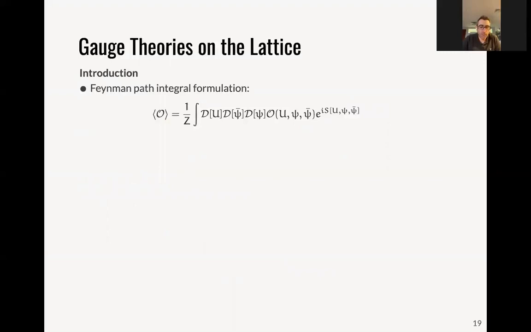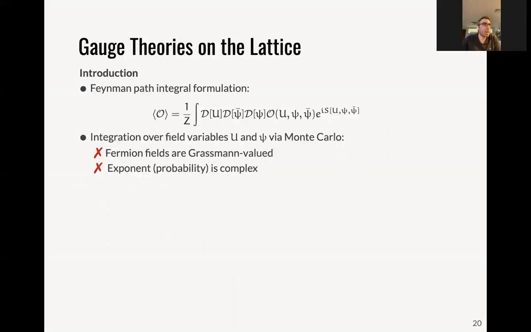So that's just the Feynman path integral again. That's the integral we want to carry out in order to get expectation values of the desired observables. But of course, we run into some problems immediately because, first of all, these fermion fields in this representation are Grassmann valued, right? So they're not very easy to represent on computers without using huge resources. And the exponent, which we want to interpret as a probability, is complex.